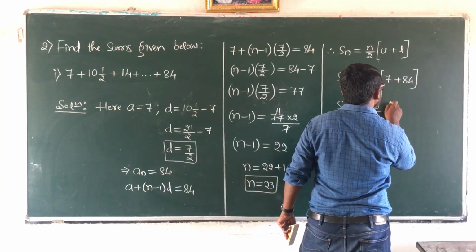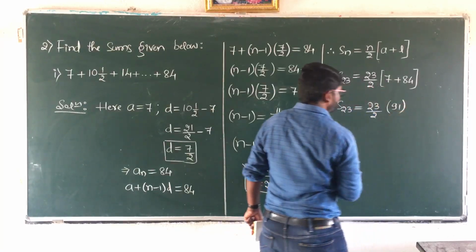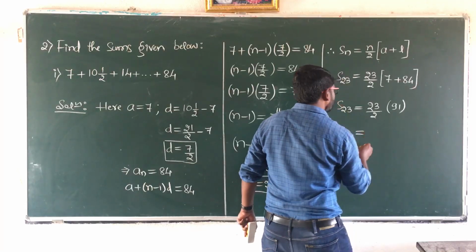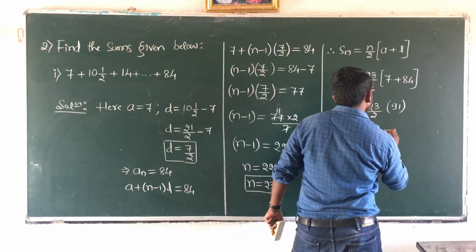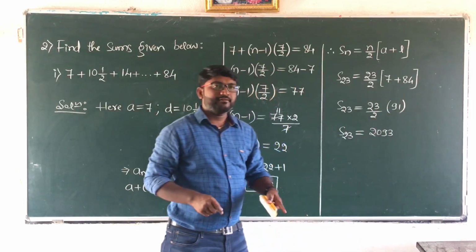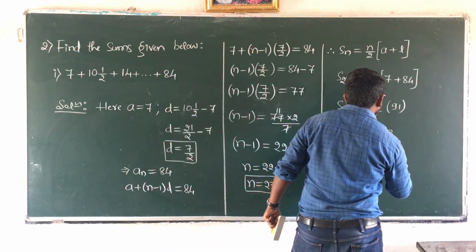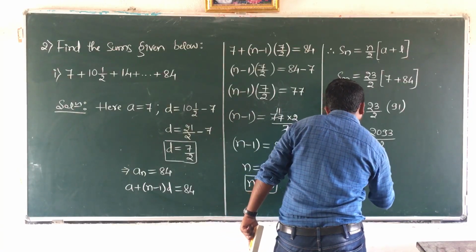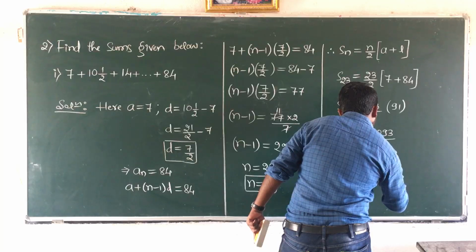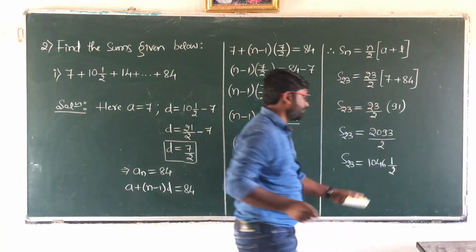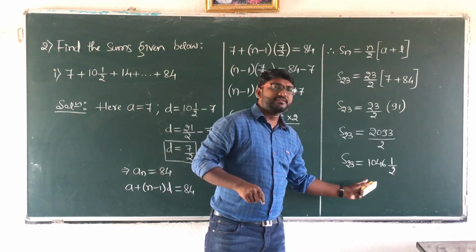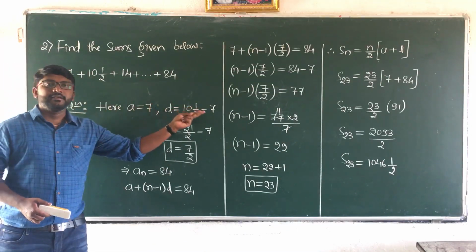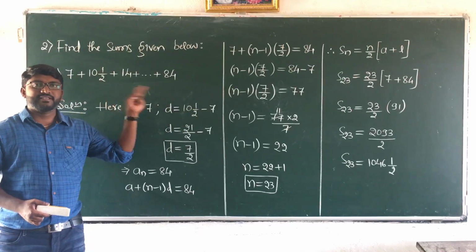So S23 is equal to 23 divided by 2 into how much do we get now? 91. So into 91. So now 23 into 91, S23 is equal to 2093 divided by 2. So 23 into 91 will give us 2093 divided by 2. Or else this can also be written as S23 is equal to 1046 1/2. So this is the sum of 23 terms of this particular AP. So this is all about the first sub question of the second main question.